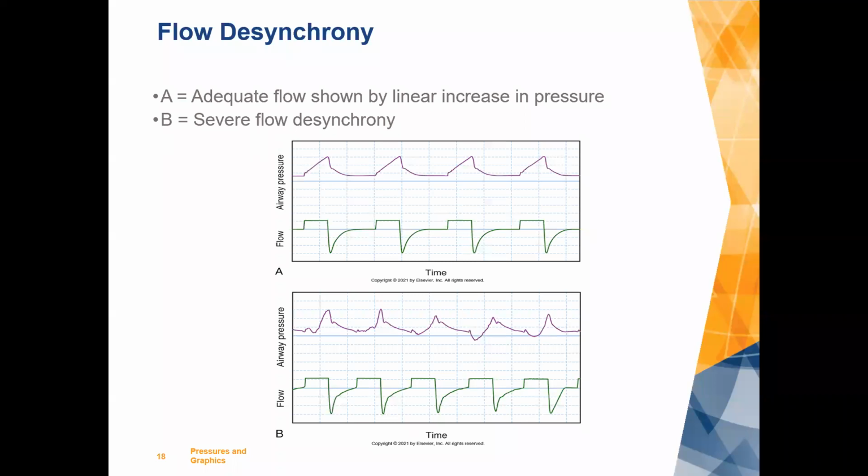But in any event, let's take a look at flow desynchrony. Adequate flow is shown by a linear increase in pressure. That's the A, the top one. On the bottom one, or B, you're actually seeing it scallop to some extent, so it really looks like the flow is inadequate.